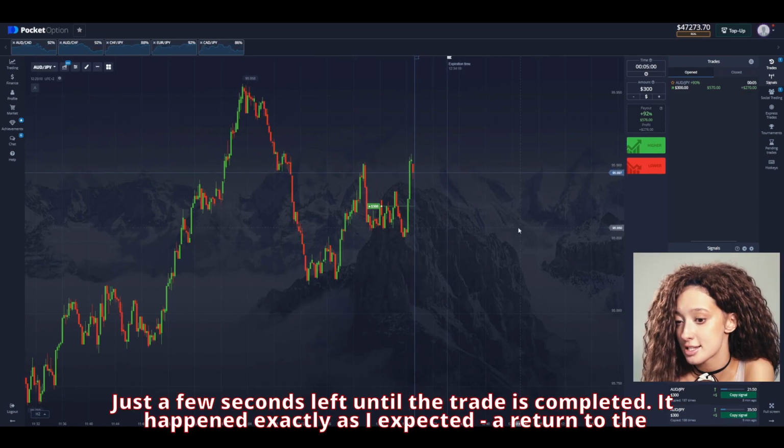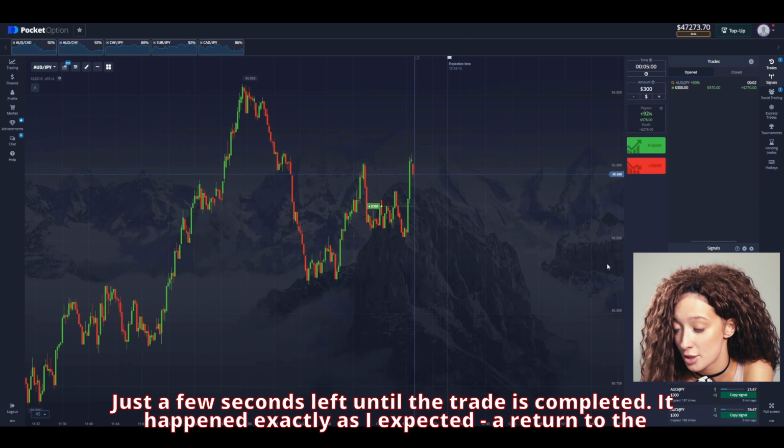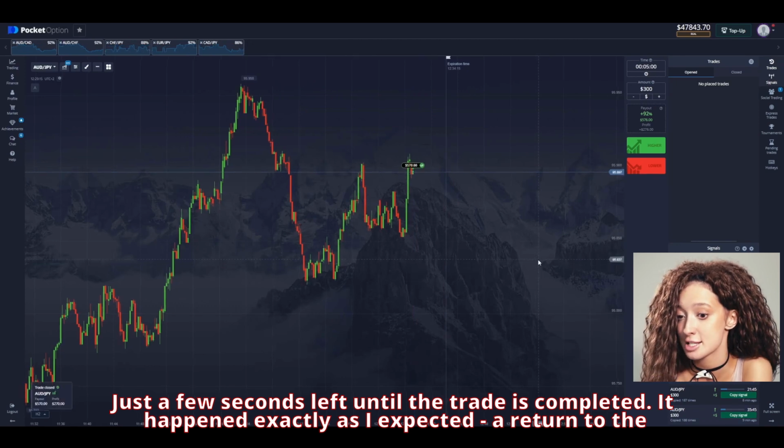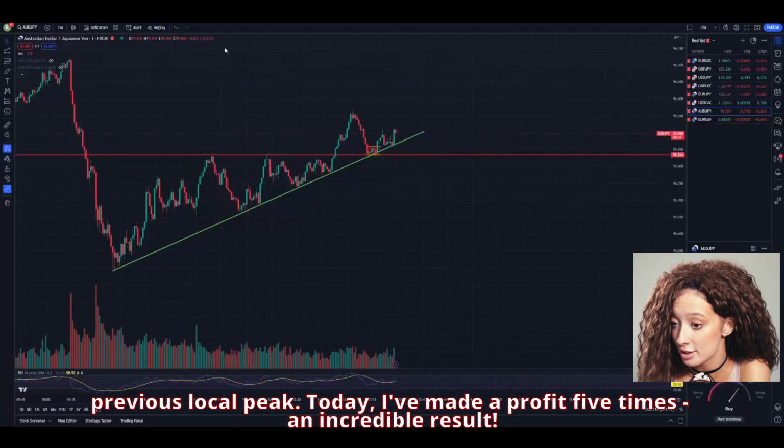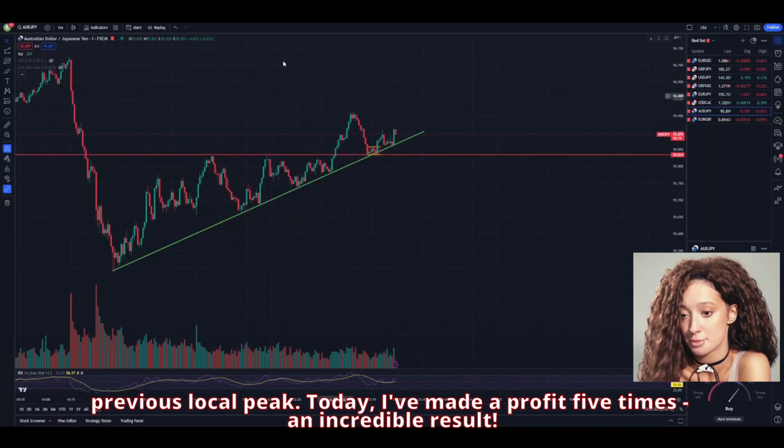Just a few seconds left until the trade is completed, so it happened exactly as I expected, a return to the previous local peak. Today we made a profit 5 times. Incredible results.